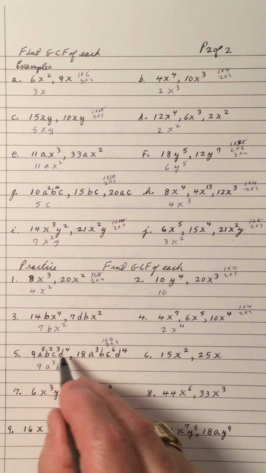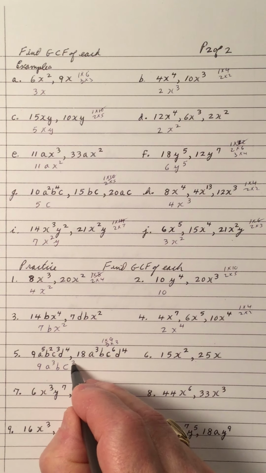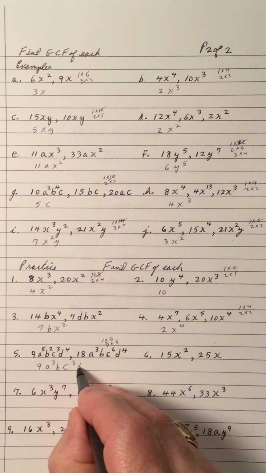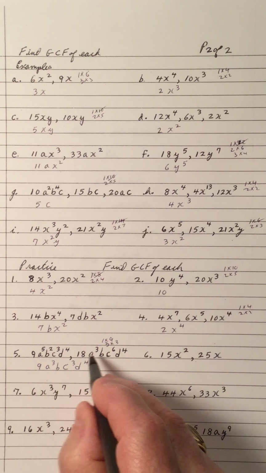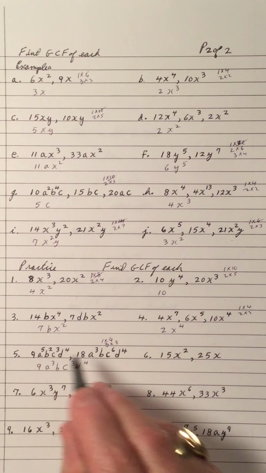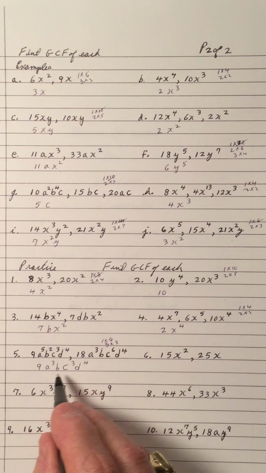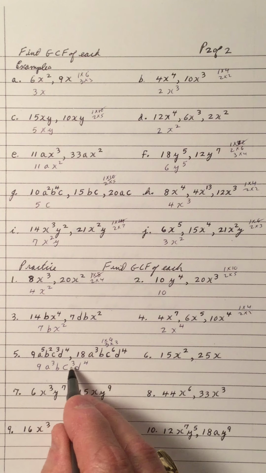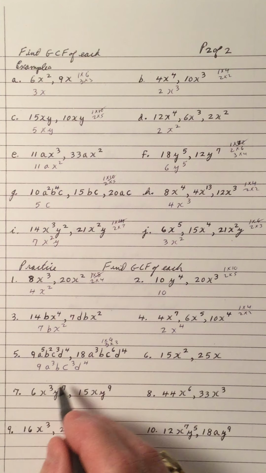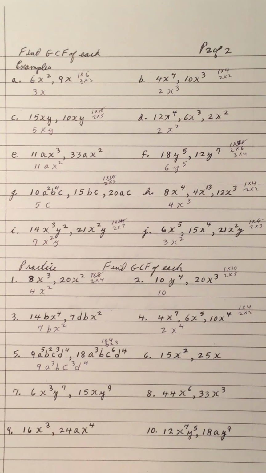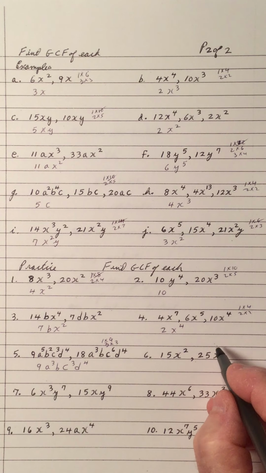Smallest exponent of c, is c common? Yes. So it's a 3. Is d common? Yes. Smallest exponent is 4. Well, the only one is 4 because 4 is there twice. So that's the GCF: 9, a cubed, b, c cubed, d to the 4th. So really emphasizing how to find the GCF.